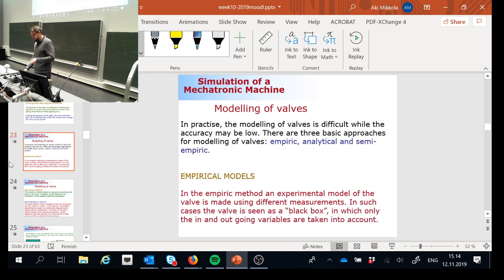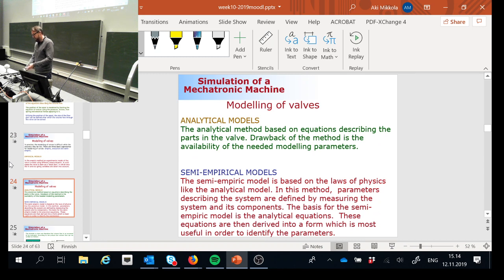Now, here are the different approaches. The empirical models are fully based on measurements, and the analytical models are fully based on mathematics. The one in the middle is called the semi-empirical modeling approach, and that's pretty much what I explained. We start from the analytical equation, and with a reasonable amount of manipulation, we're able to express it in a way that unknown parameters can be defined.